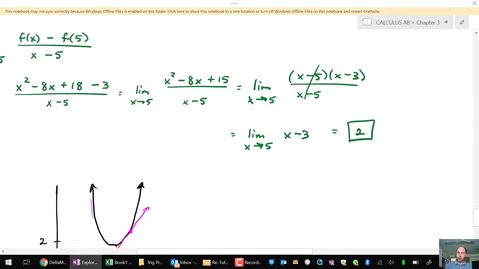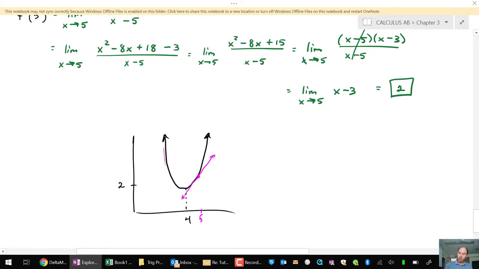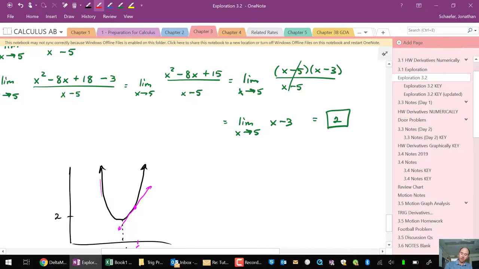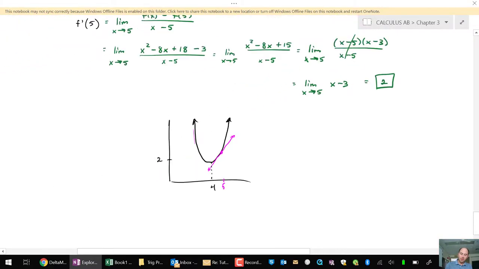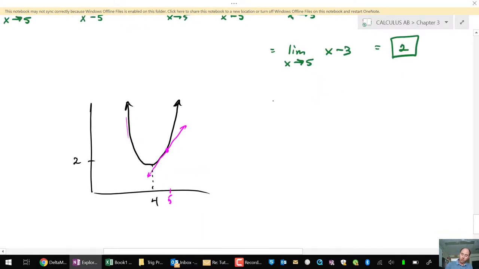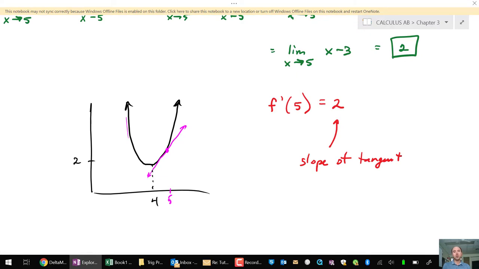Now what does that number 2 represent? Well, that's the derivative. F prime of 5, the derivative of my function f at x equals 5 is equal to exactly 2. It's no longer an approximation. Graphically speaking, the slope of the tangent line at x equals 5 is going to have a slope of 2.